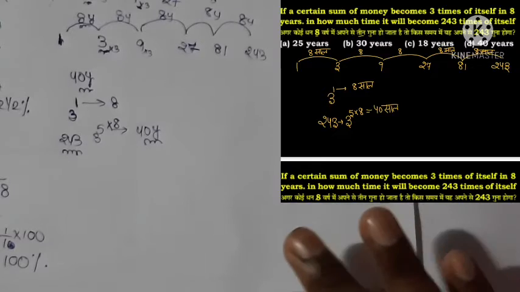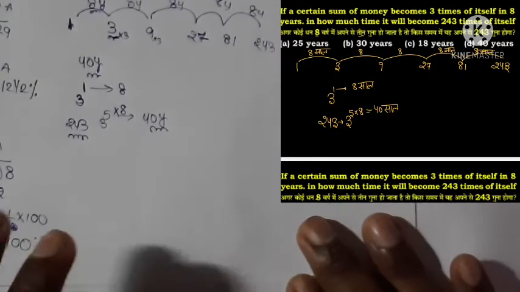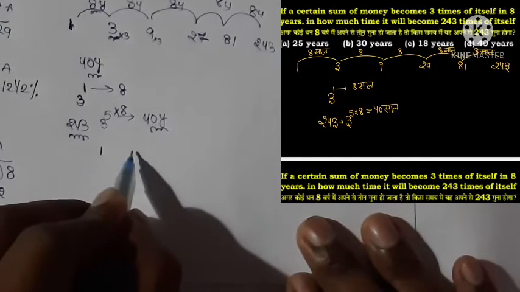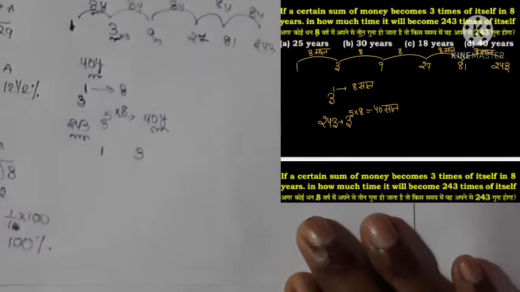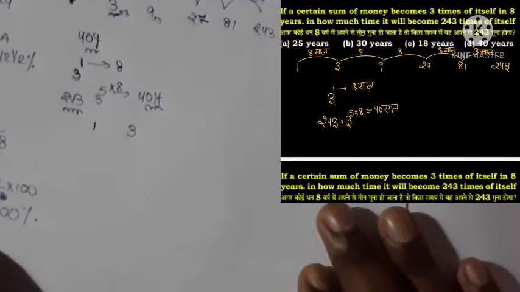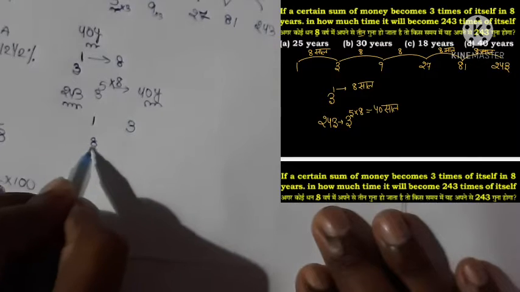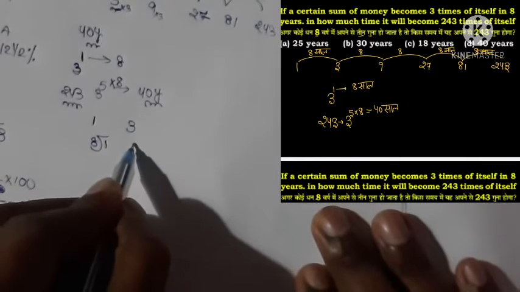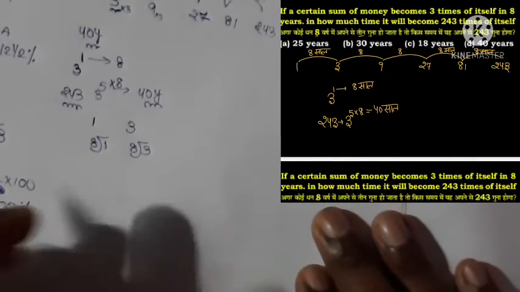So in this problem, what is the rate of interest? The principal and amount are 1 and 3 after 8 years. So for 1 year, they are the 8th root of 1 and the 8th root of 3.